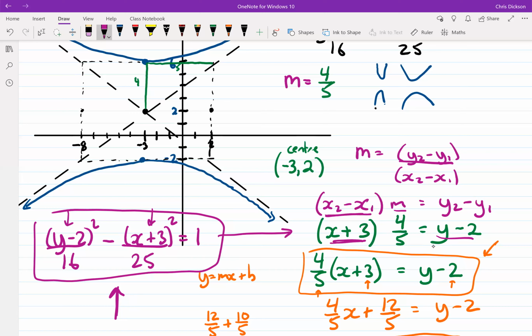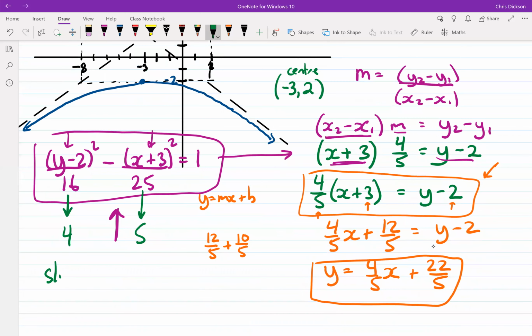So what I do is I just take the number that's underneath whatever the y term is, and I square root it. That gives me 4. And then I take whatever number is under the x term, and I square root that, and that gives me 5. And then I just remember slope is rise over run. So that would equal 4 over 5. Sorry, I shouldn't be talking and thinking at the same time. My rise is 4, and my run is 5.